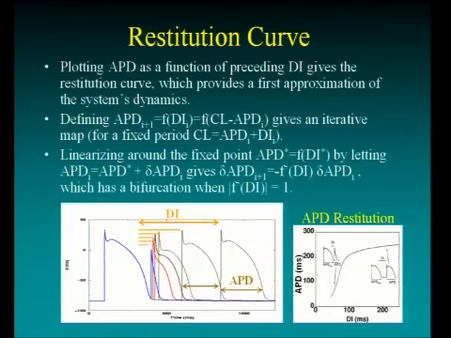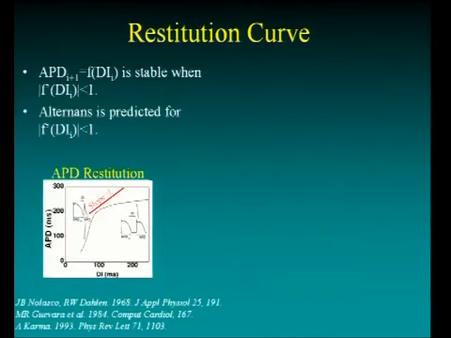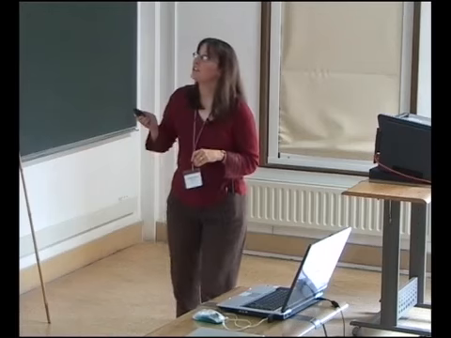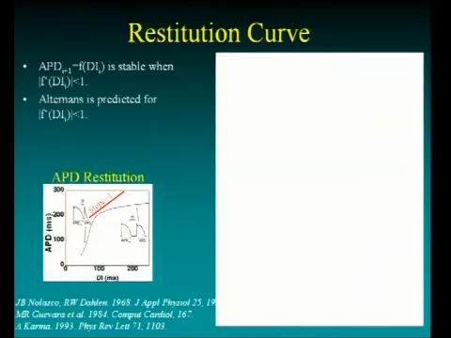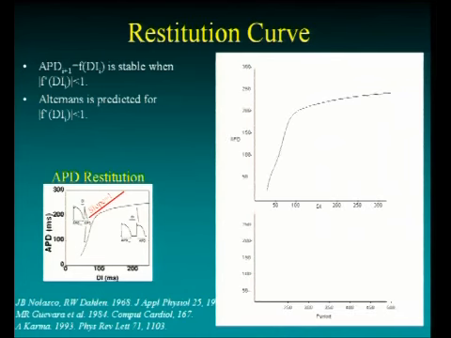So for slopes greater than 1, this simple one-dimensional map model, considering action potential duration exclusively as a function of the preceding diastolic interval, will predict that there's alternans when the slope of this restitution relation is greater than 1. I'm going to show you how this works a little bit, using this cobwebbing technique that you may have seen for maps like the logistic map.